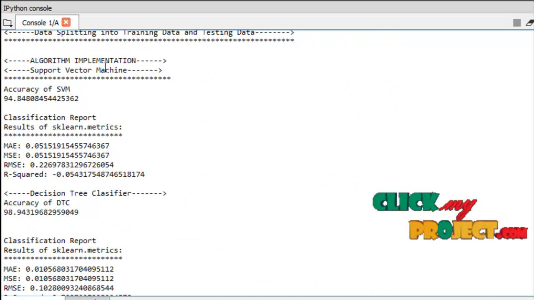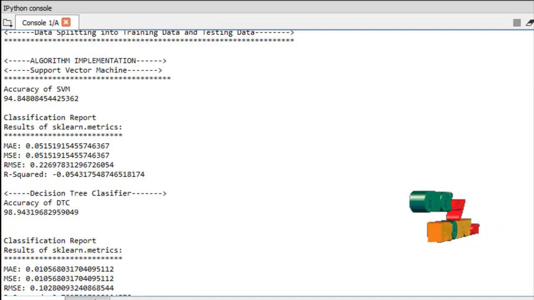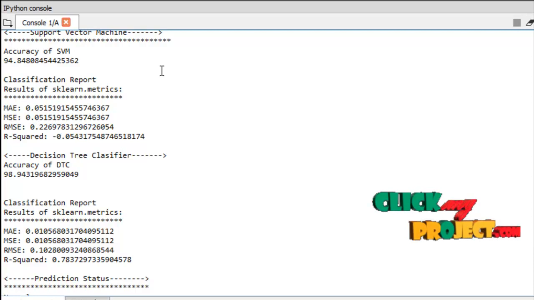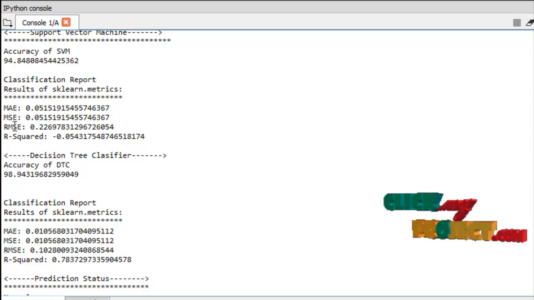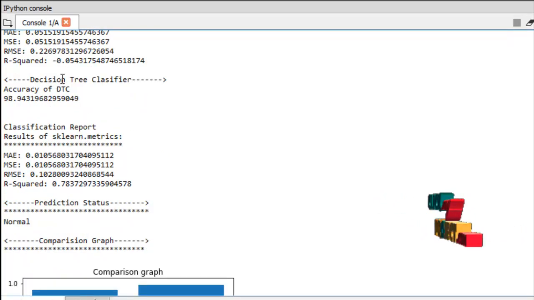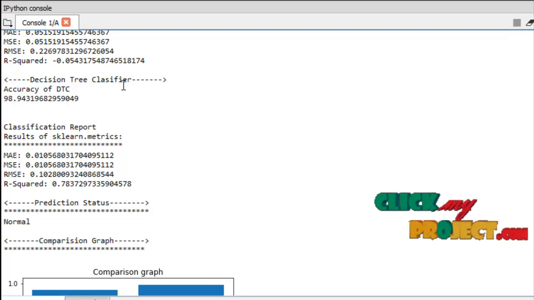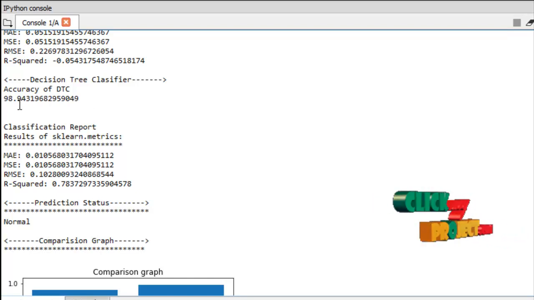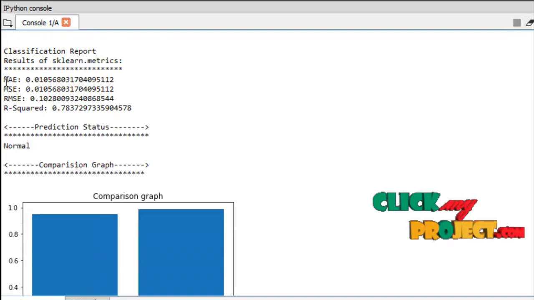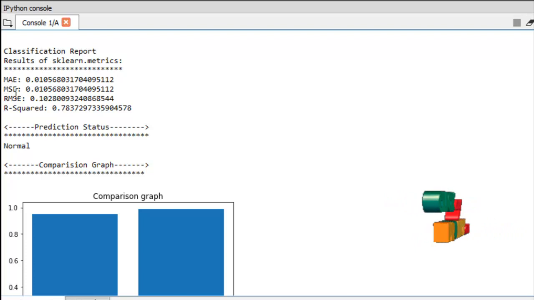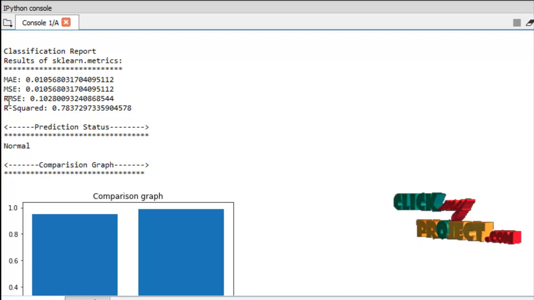Algorithm implementation. The support vector machine algorithm gives 94% accuracy, and then the classification report. MAE, mean absolute error, mean squared error, root mean squared error, R squared. Next, decision tree classifier. This is our proposed algorithm. It gives 98% accuracy. Decision tree classification report: mean absolute error, mean squared error, root mean squared error, R squared.